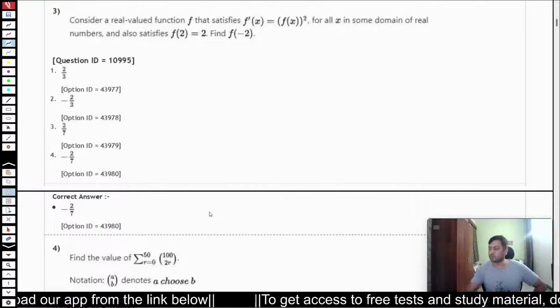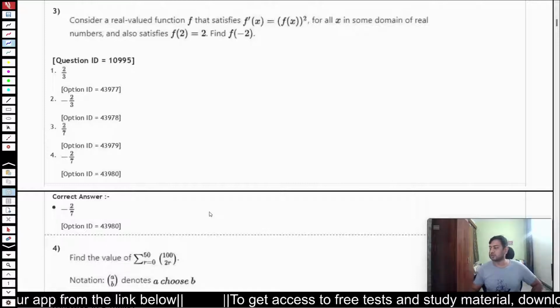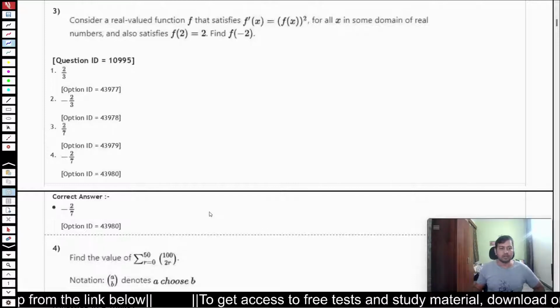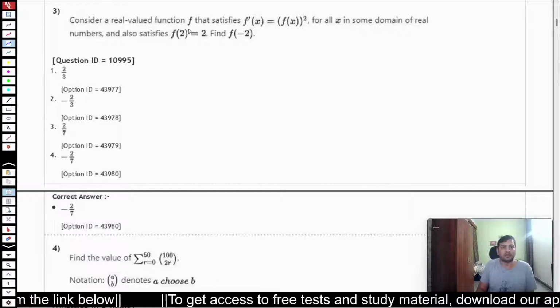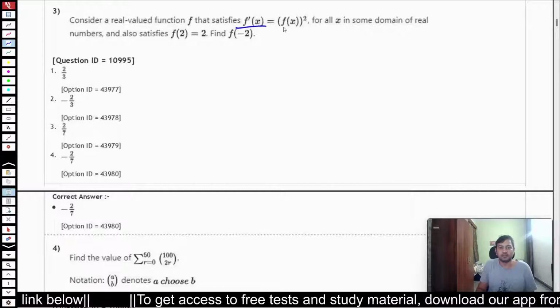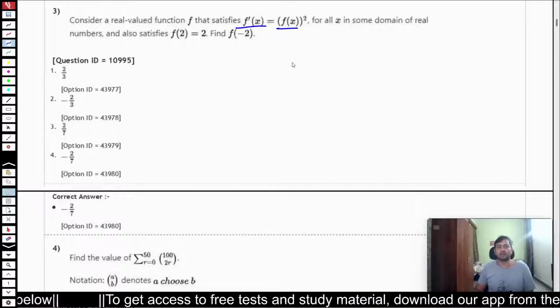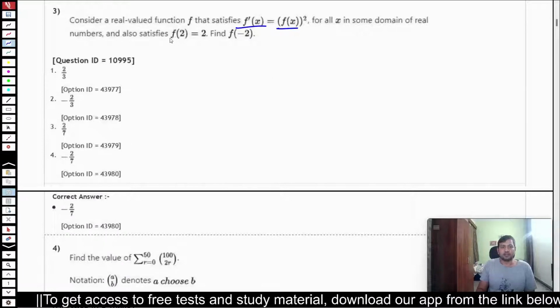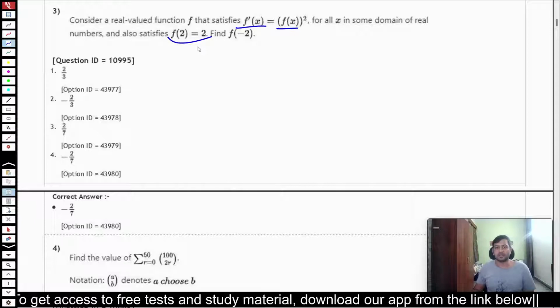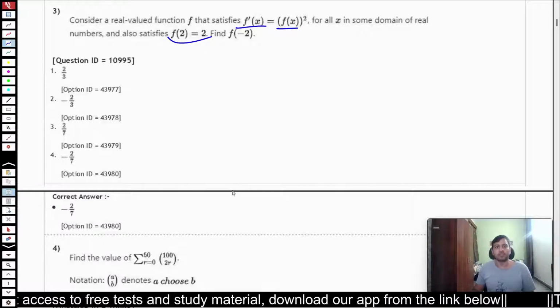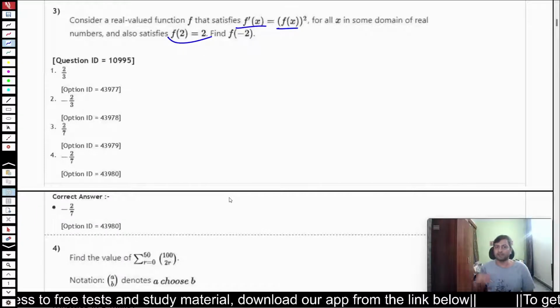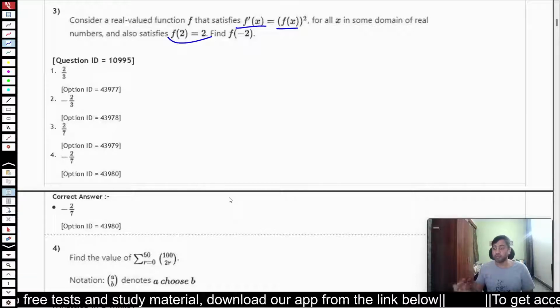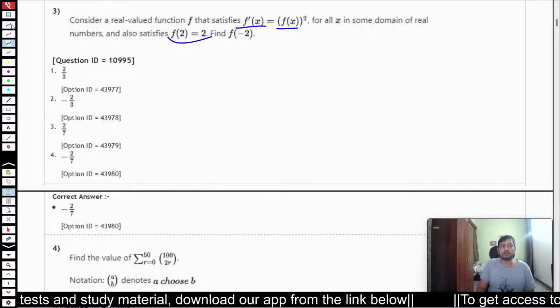Now let's move to question number 3. Okay. So in question number 3, we have been given a real valued function f which satisfies f prime of x equals to f of x का whole square. And it is given कि f of 2 is equals to 2, so f of minus 2 की value हमको निकालनी है.